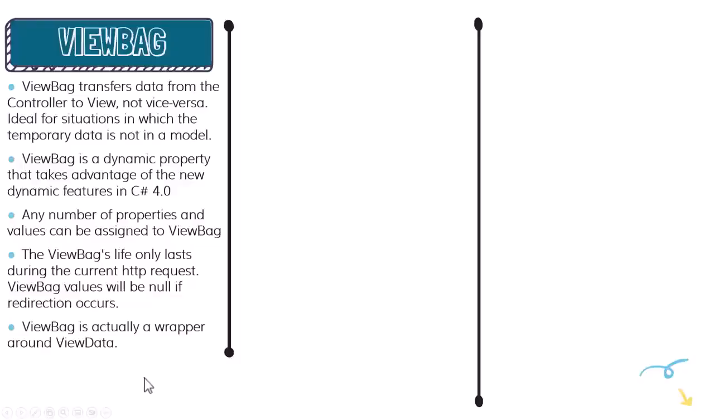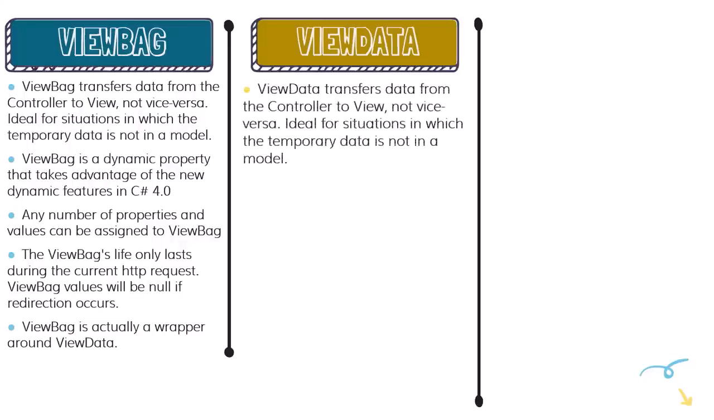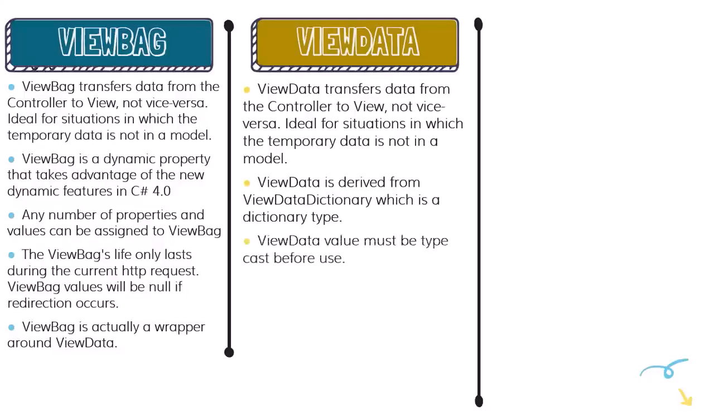We have seen view bag in the last video. Next we want to see how we can accomplish the same things with view data. View data also transfers the data from controller to view and not vice versa. And again, it is ideal for the situation where the temporary data is not in a model. View data is derived from view data dictionary, which is a dictionary type. View data value must be typecasted before use.